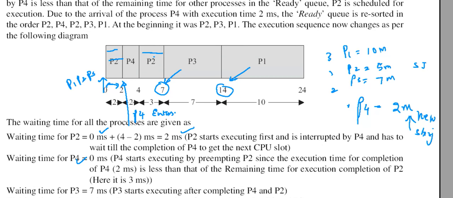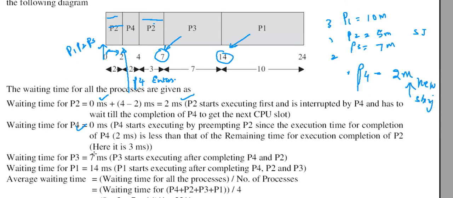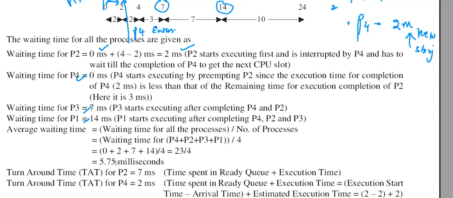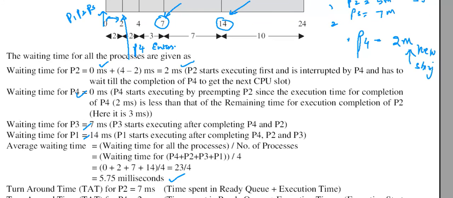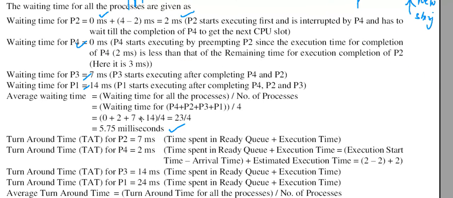Okay. Next, we have to find out the average waiting time. So add all these waiting times: 0, 4, and 7 milliseconds for P3, 14 milliseconds for P1. Add all these 4 and divide by 4. So this is very, very important in the exam, if you don't make a mistake here. If you are not understanding, watch this video 2-3 times, you'll understand properly.